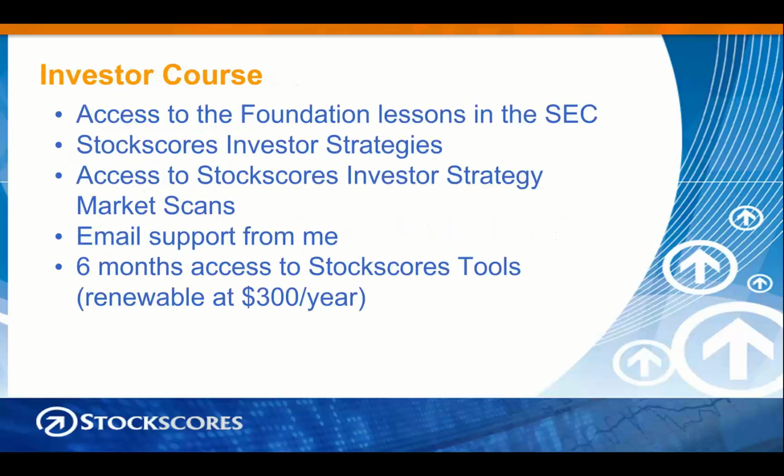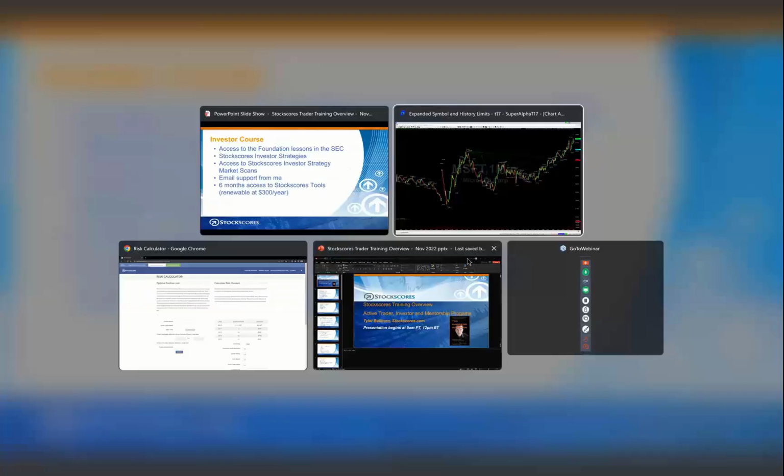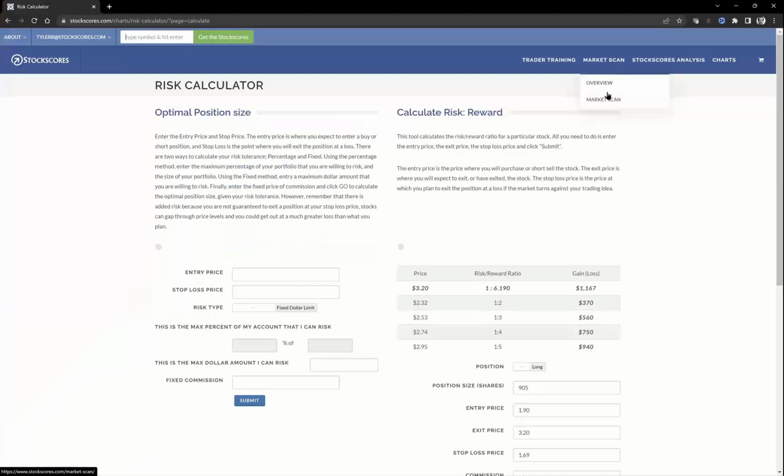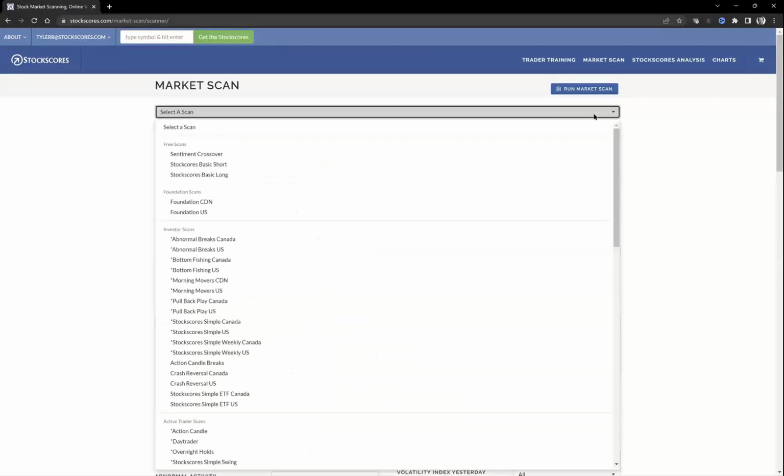All right. So what does the investor course give you access to? It gives you access to the foundation lessons in the Stockscores Education Center. We showed that already. It gives you access to the investor strategies in the Education Center. It gives you access to the market scans. So if we go back to Stockscores, go to the market scan and just look here. See all these investor scans right here? So you get access to all of these.